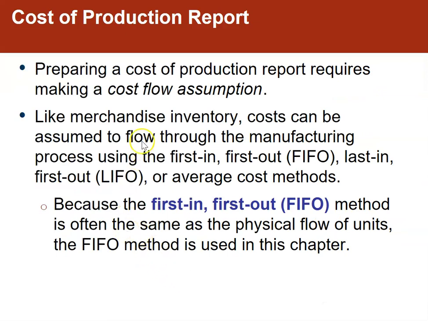So there are different types of cost flow assumptions. You know this from your Accounting 1 class. And with process costing, there are essentially two. There's what we call FIFO, and there's also the average cost method. Now, your slide says because the first in, first out method is often the same as the physical flow of units, we're going to use the FIFO method. And that's fine. We are going to talk about the FIFO method. The FIFO method is more accurate and it's better for decision making. And that's really the reason why we're going to use it. I will warn you that it is a little bit more difficult.